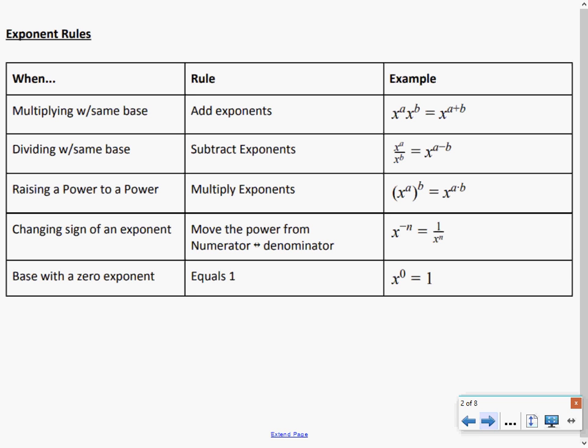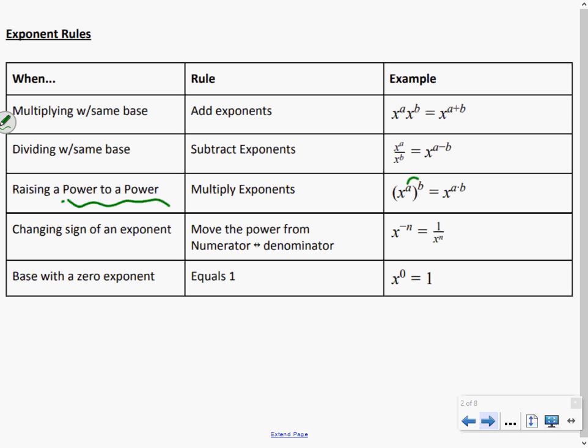The other thing that you need to know is these only work if we are multiplying or dividing things of the same base. If we multiply things of the same base, we're going to add the exponents together. If we divide, we're going to subtract. If we have a power raised to a power, so if you look at our example over here, we have x to the a power, and then that whole thing is being raised to the b power. We're going to multiply those exponents together.